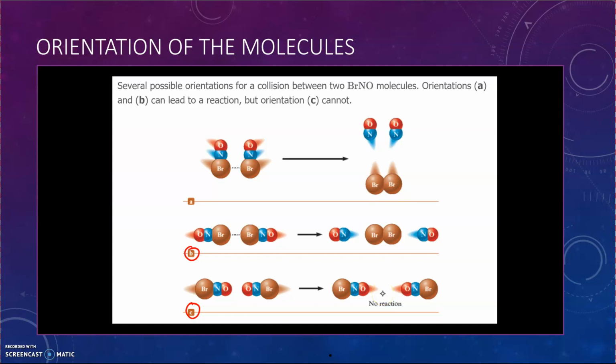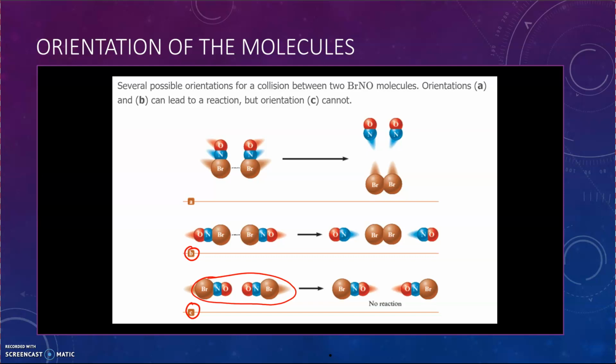Okay, and so there's going to be a certain percent of collisions that occur with this orientation. So even though they may have gobs of energy and they're colliding, if they're not pointed in the right way, then there's not going to be a reaction, and our reaction rate is going to be slower because of that. Now, this occurs very often with more complex molecules. So you'll see it in organic chemistry when you study organic chemistry in college. It comes up. It's called steric hindrance.